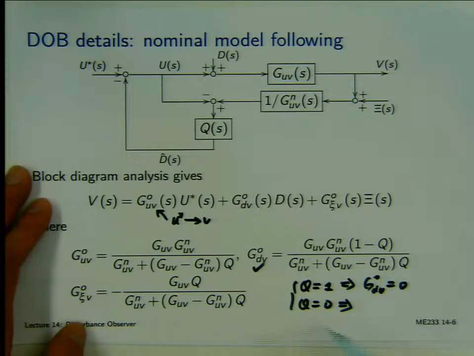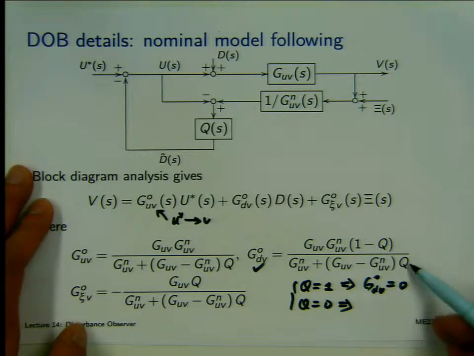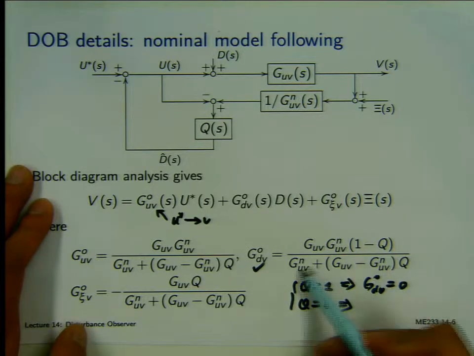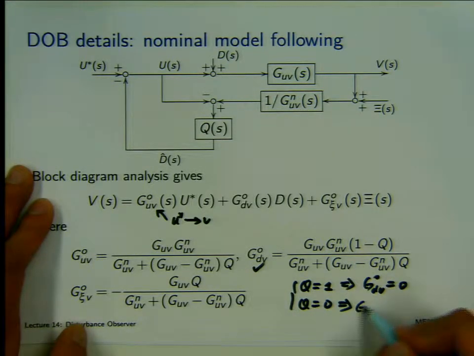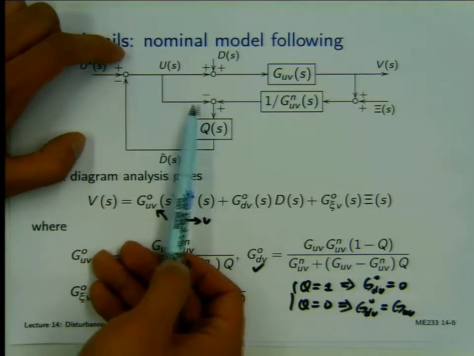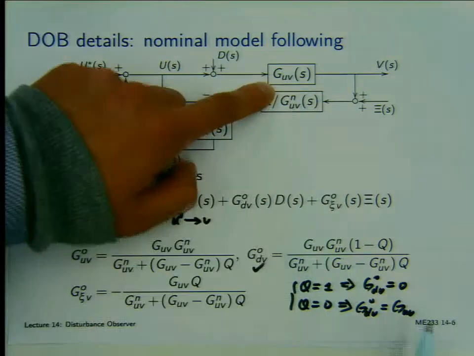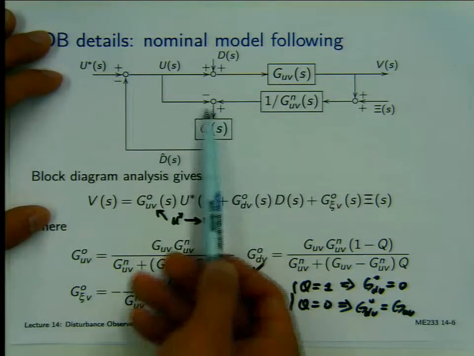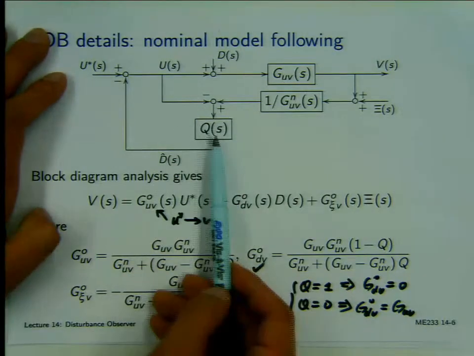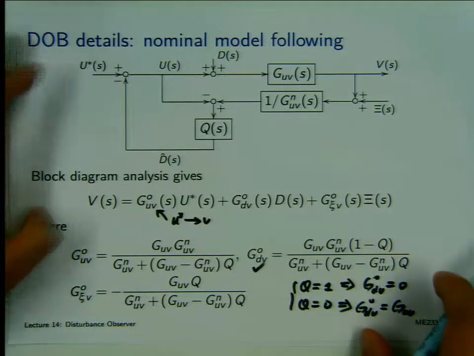Let's take a look at the case when Q is 0. What will happen here? Q is 0, so this is 0. Then this is gone, and this will cancel with this. We're going to have G_dv equal to G_uv. That means we are not doing anything in the feedback system. The original dynamics between the disturbance and the output is G_uv. Now this feedback system is not doing any disturbance compensation, which is easy to understand because Q is now 0, meaning this line is totally cut off. We're not doing anything.